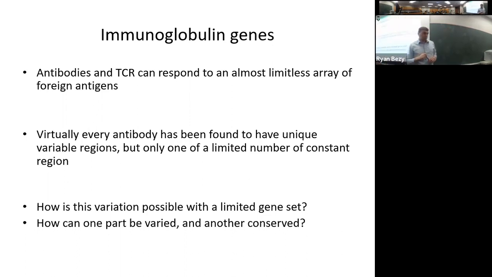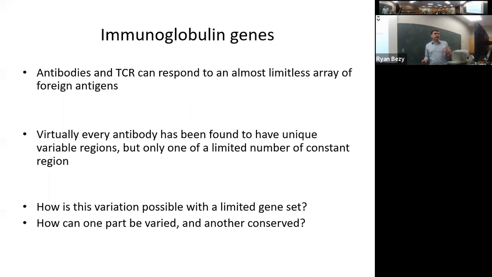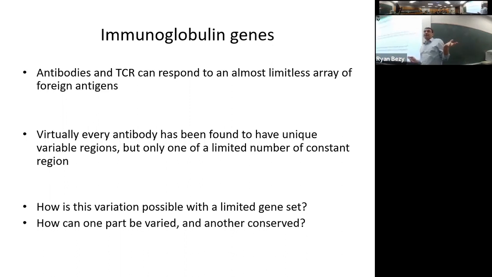Okay. So how do we get variation with a limited gene set? How do we get one part of the antibody that is varied, but a different part of the antibody is constant? That is what we're going to focus on. How do you get variation and how do you keep one part of the antibody varied, but one constant? That's our focus in this lecture set.